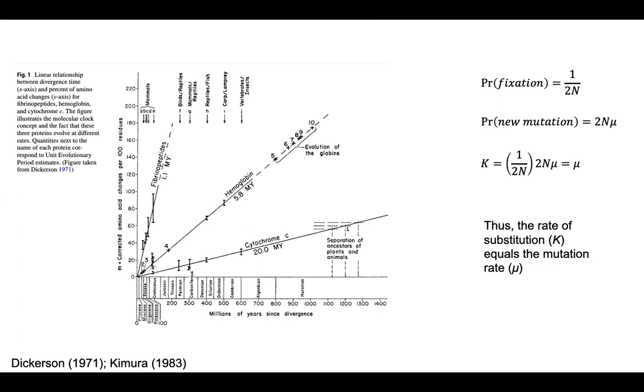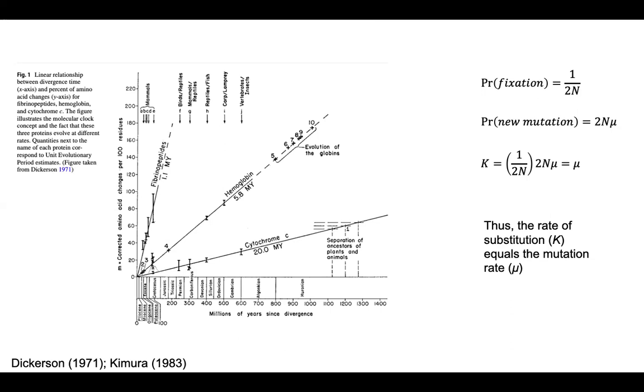Let's call the substitution rate k, and note that it should equal the product of the probability of fixation, 1 on 2N, and the rate at which new mutations arise in the population, which is 2Nμ. Now, as you can see here, the 2Ns cancel, and we're left with Kimura's famous result, k equals μ. Now, this result has some incredible implications. First, it means that if we know the mutation rate, we can use it to directly estimate the amount of time separating any two species, assuming that most of the divergence between them is neutral.